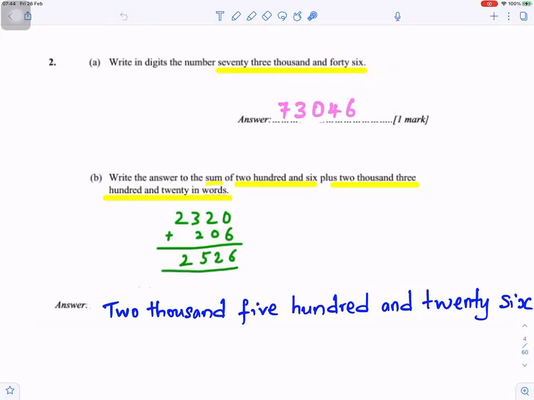And write the answer to the sum of 206 plus 2,320 in words. So 2,320 plus 206. So you add them. 0 plus 6 is 6. 2 plus 0 is 2. 3 plus 2 is 5. And 2 plus nothing is 2. So it's 2,526.